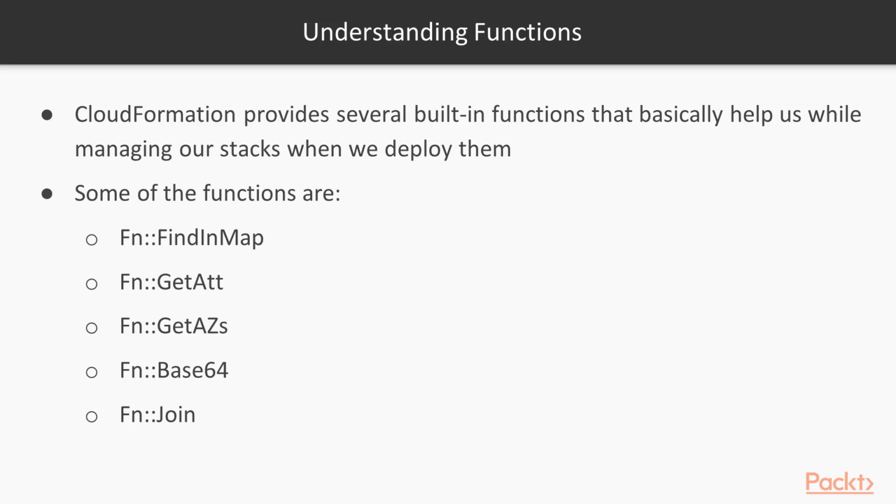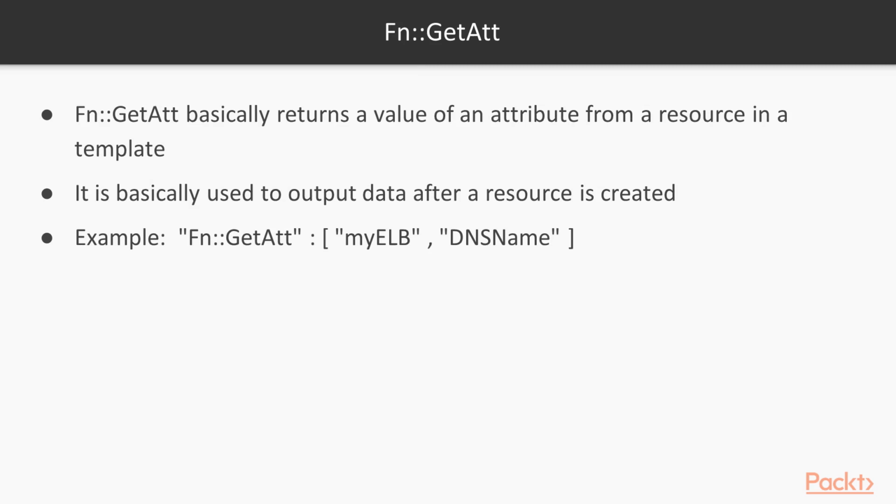are deploying in AWS. Some of the functions provided by CloudFormation are Find and Map, Get Attribute, Get Availability Zones, Base64, Join, and various others. In today's video, we will be discussing two primary functions. One is the function Get Attribute and the second is the function Join. So let's go ahead and understand what these are. The function Get Attribute basically returns a value of type attribute for a resource which is created in a template. So this is how the syntax looks like.